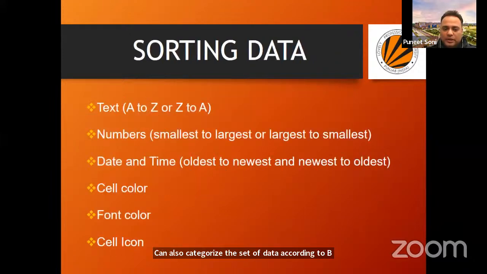So how can sorting be done? Sorting of data can be done in the form of text, that is from A to Z or Z to A, in the form of numbers, from descending to ascending or ascending to descending, according to date and time, according to the cell color, according to the font color and cell icons.